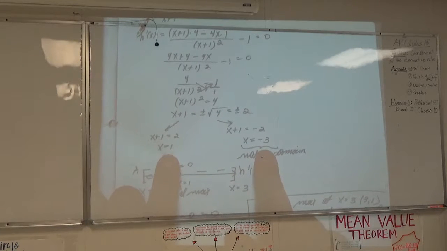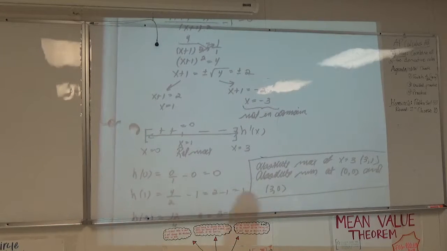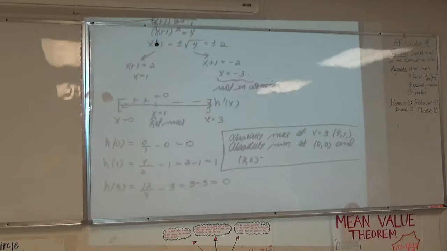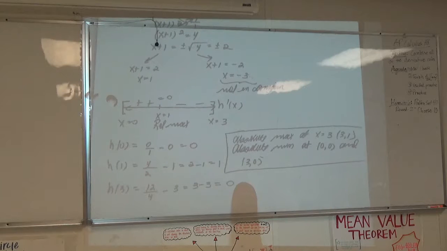Number 6, x equals 1 and negative 3. H of 0 is 0, H of 1 is 1, H of 3 is 0. Absolute maximum at (1, 1), absolute minimum at 2 places, count them: (0, 0) and (3, 0).